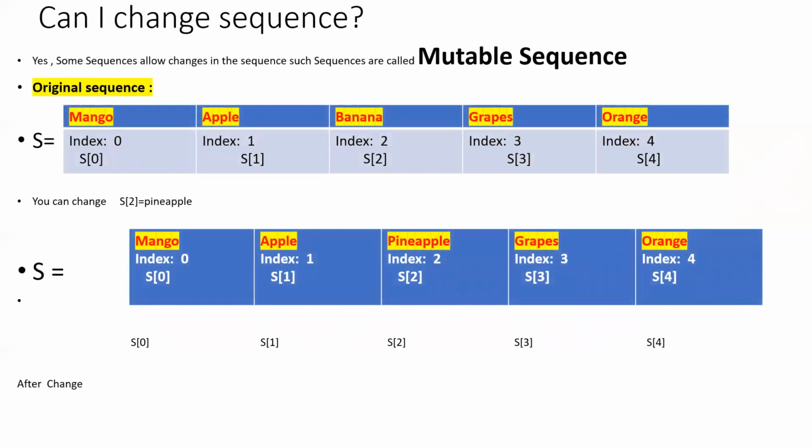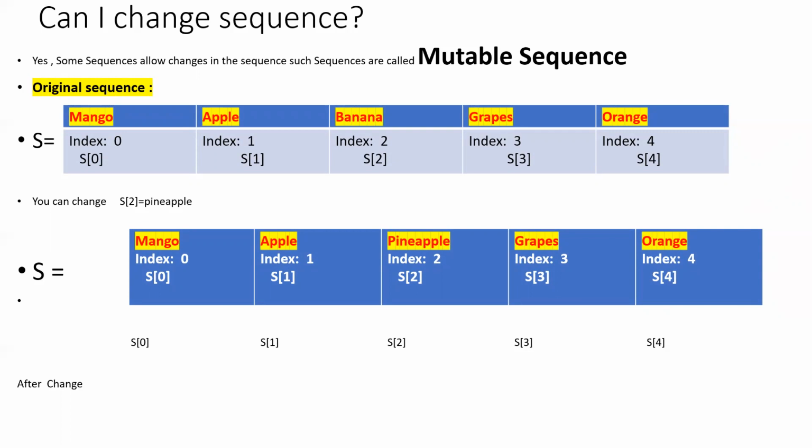Now, can I change a sequence? Yes, some sequences allow change. Such sequences are called mutable sequences. Now my data is mango, apple, banana, grapes and orange. So the first position is for mango, so the index number is 0.